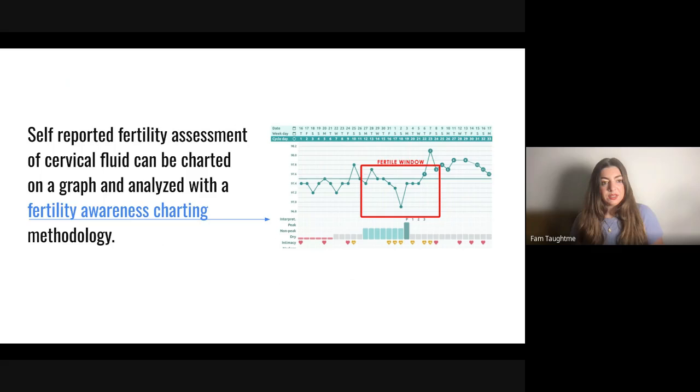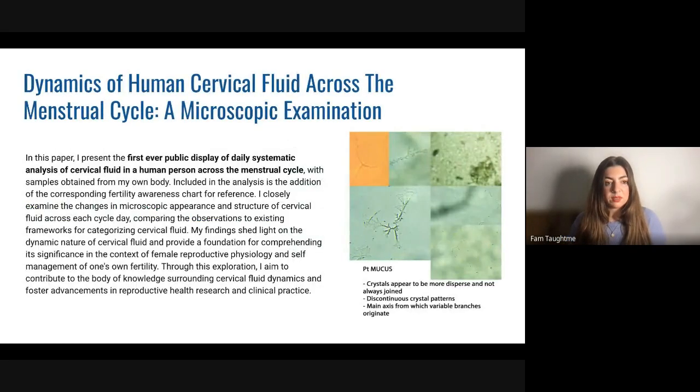And self-reported fertility assessment of cervical fluid can be charted on a graph and analyzed with fertility awareness charting. In the case of cervical fluid, we're using a bar graph to do that. That's at the bottom of the graph. So we're actually not looking at the line graph, but instead the bar graph at the bottom. And that is how we're actually quantifying the cervical fluid across the cycle in the fertility awareness method.